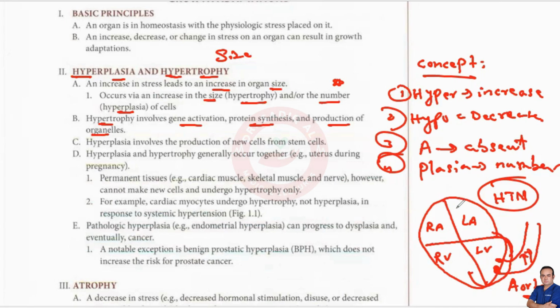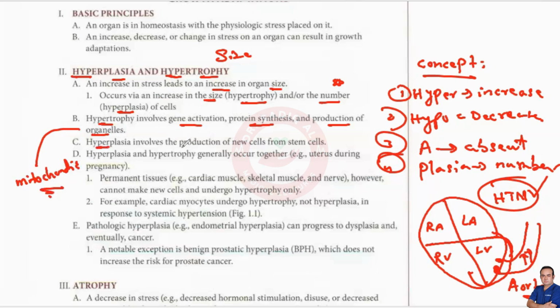More mitochondria will provide more energy to the cell, and more energy will push more blood toward the body. So left ventricle hypertrophy will occur if there is persistent hypertension. It means hypertrophy because of protein synthesis, gene activation, and production of organelles. The most common organelle produced in hypertrophy is mitochondria, for the generation of more ATP.